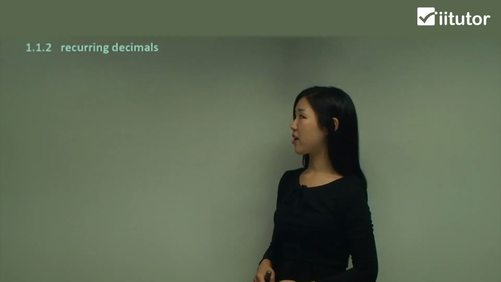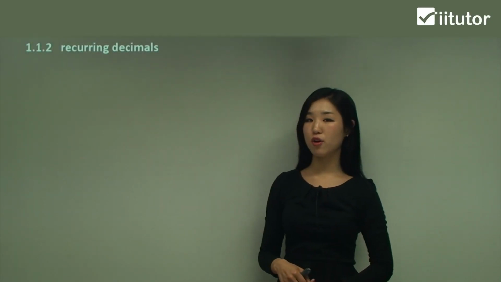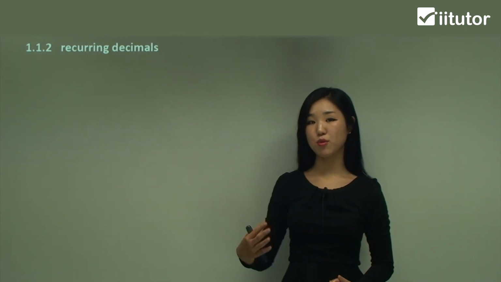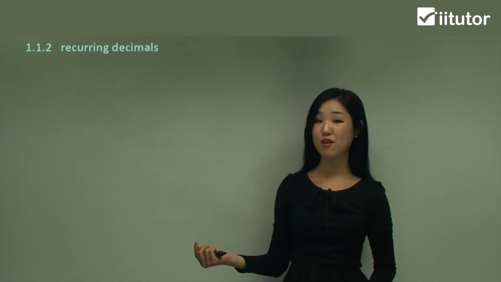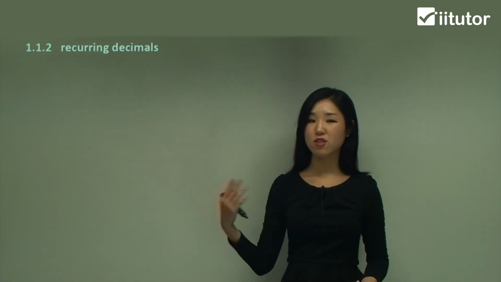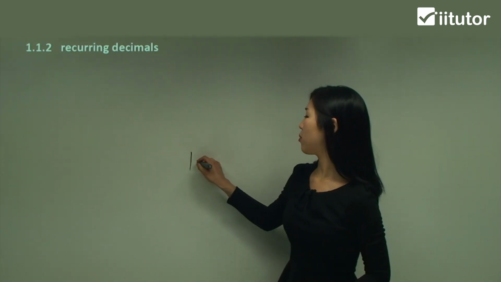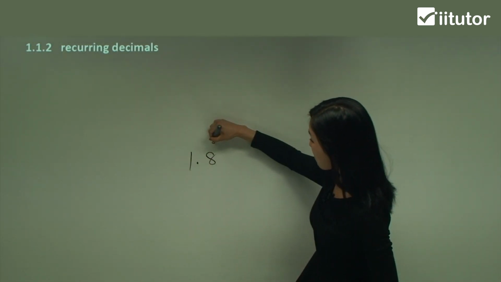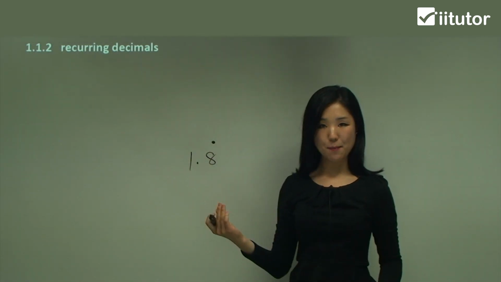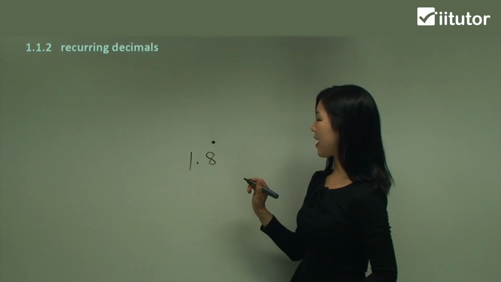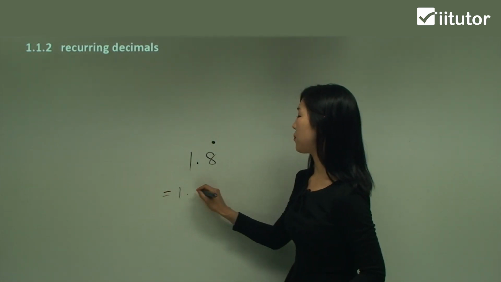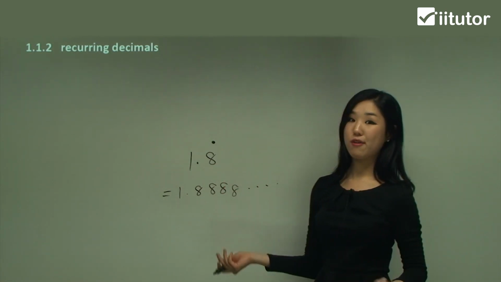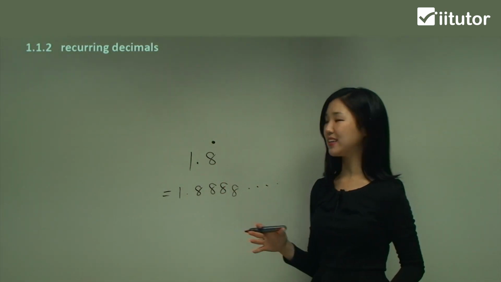Now let's move on to recurring decimals. For those who don't know, recurring decimals are decimals that keep on repeating themselves after the decimal point. Things like 1.8, where the recurring decimal is notated by a little dot on top of the number. If it looks like that, that is basically 1.8888 on forever and ever. That's a recurring decimal.